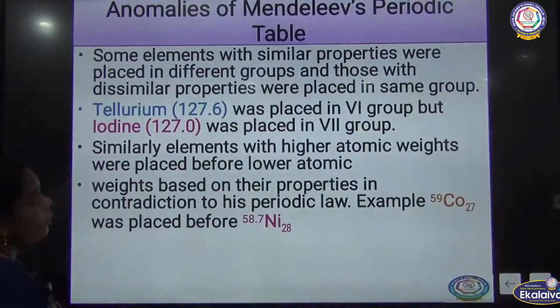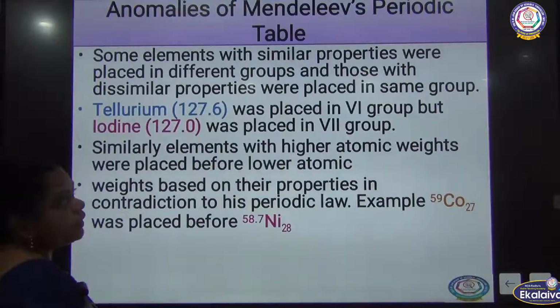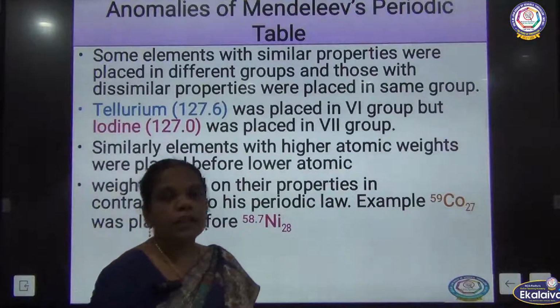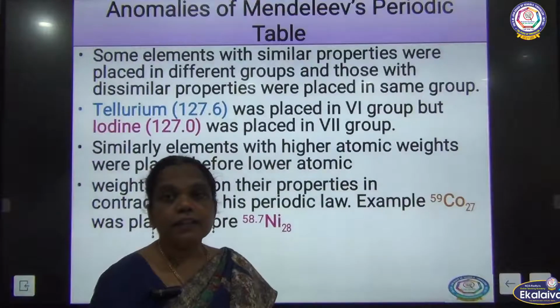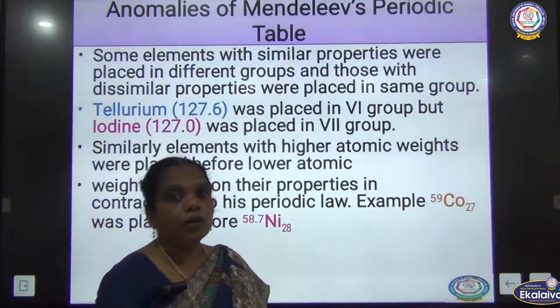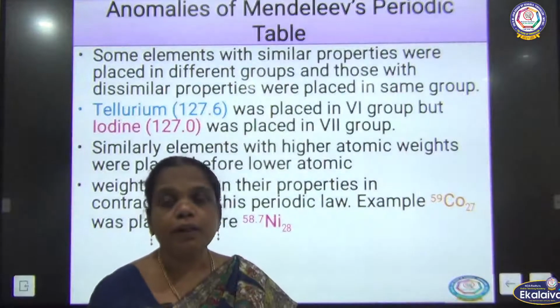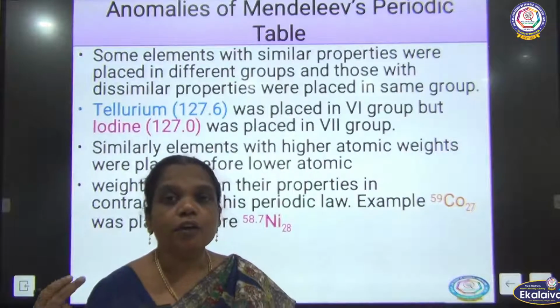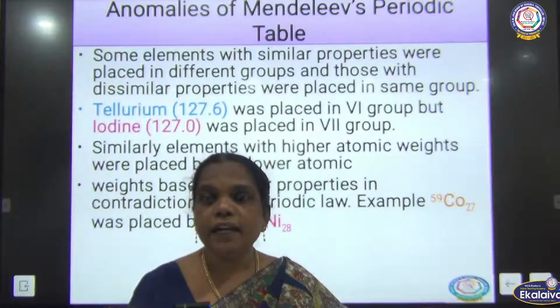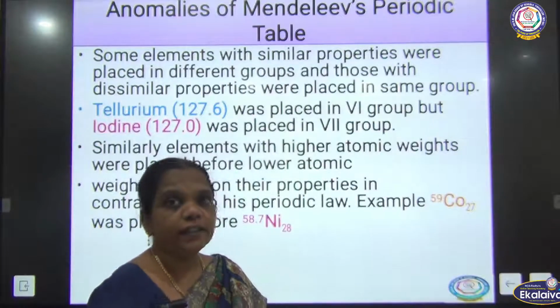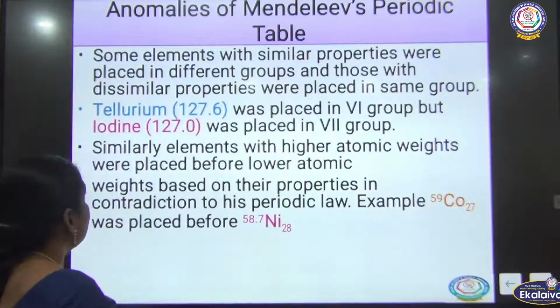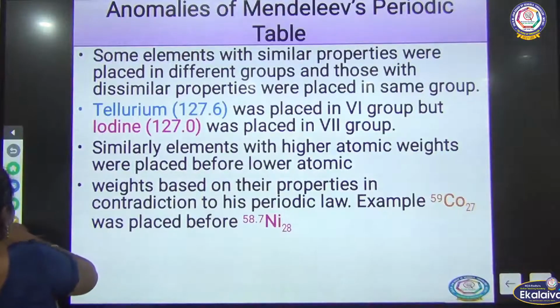Now there are also some differences, not only among these, some differences in arranging in increasing order of atomic weight. These are the anomalies of Mendeleev's periodic table by arranging increasing atomic weight. So what are the differences in that?